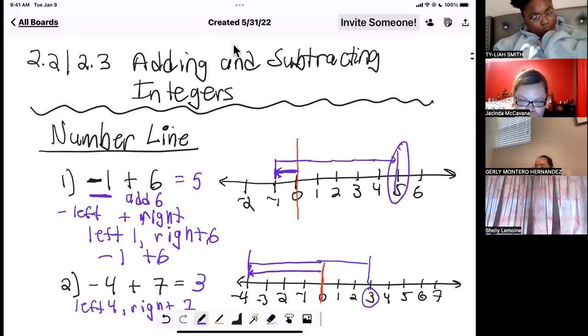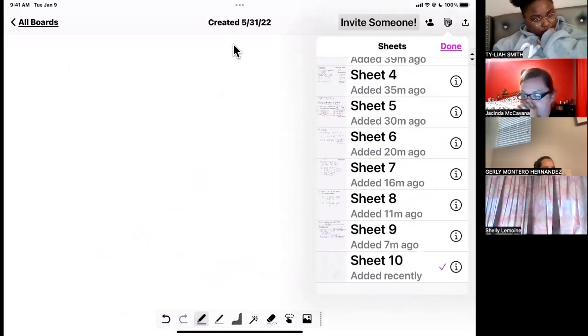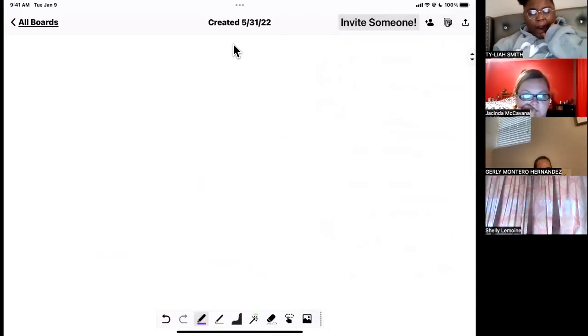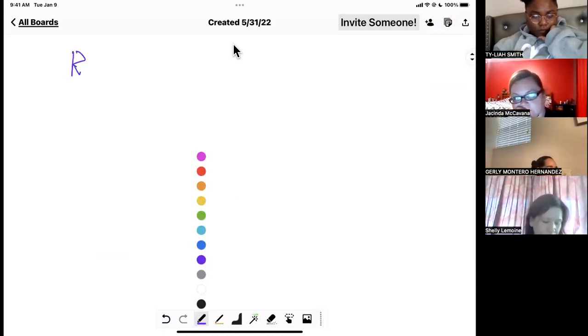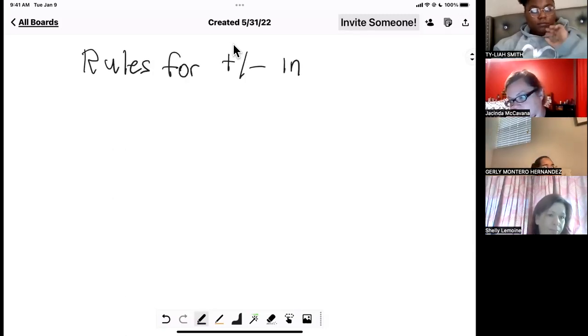So let's talk about how to do it without a number line. Okay, so these are what I call the rules. I like to say rules, but I'm going to call it the rules. Let me go back to black. Sorry. For adding or subtracting integers.